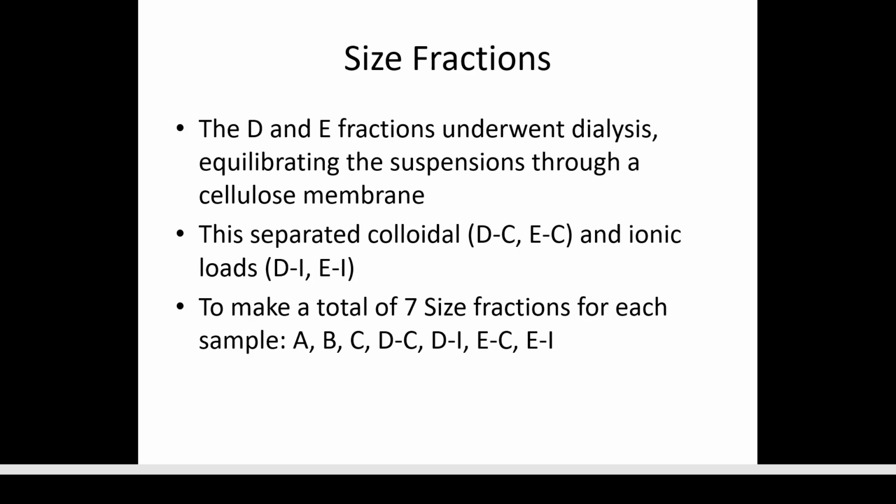Therefore, we can split the supernatant fluids of D and E into D-C and E-C, which are the colloid fractions, and the ionic loads, which are D-I and E-I. Therefore, in total, for each sample, we have 7 different size fractions. We have size A, B, C, then our colloid fractions, which are D-C, and then our ion fraction, which is D-I, followed by E-C and E-I.